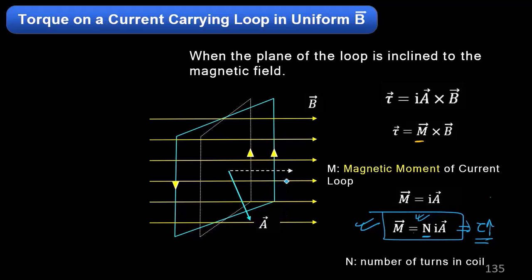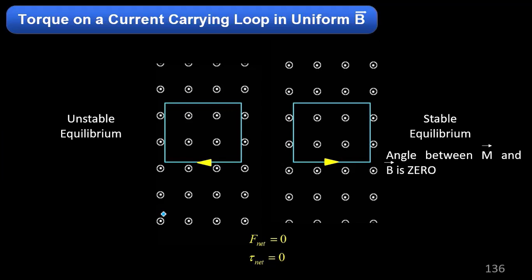So that means if there is a loop, through which current is flowing, and the entire loop is placed inside an external magnetic field, this loop will experience a torque. Because of that torque, it tries to rotate. Rotation starts means the equilibrium condition will deviate. Now whether it will attain stable equilibrium or unstable equilibrium depends on the direction.